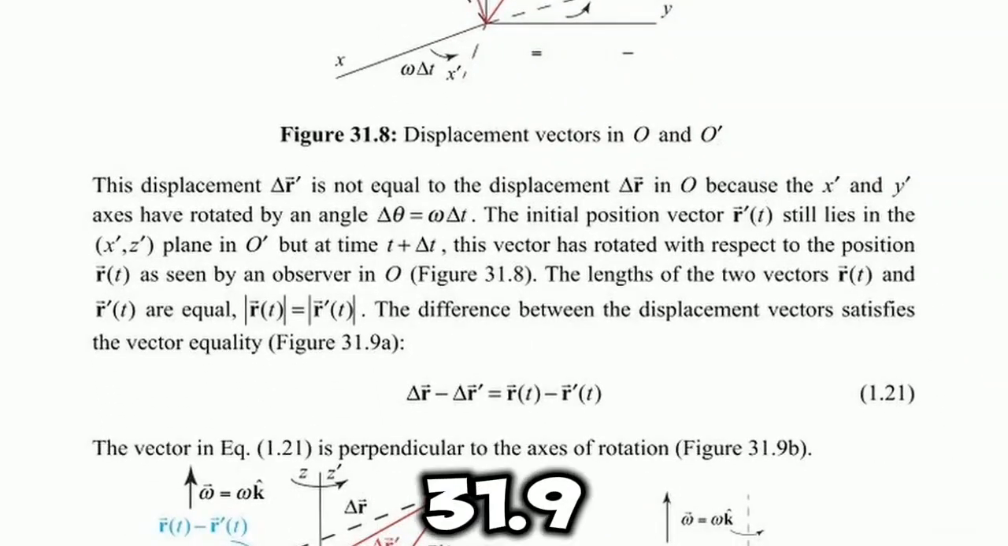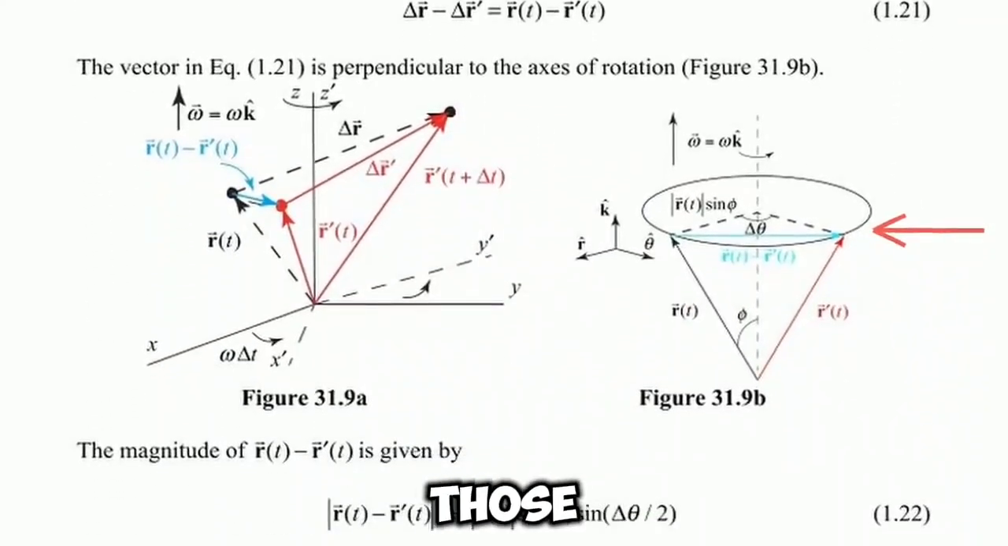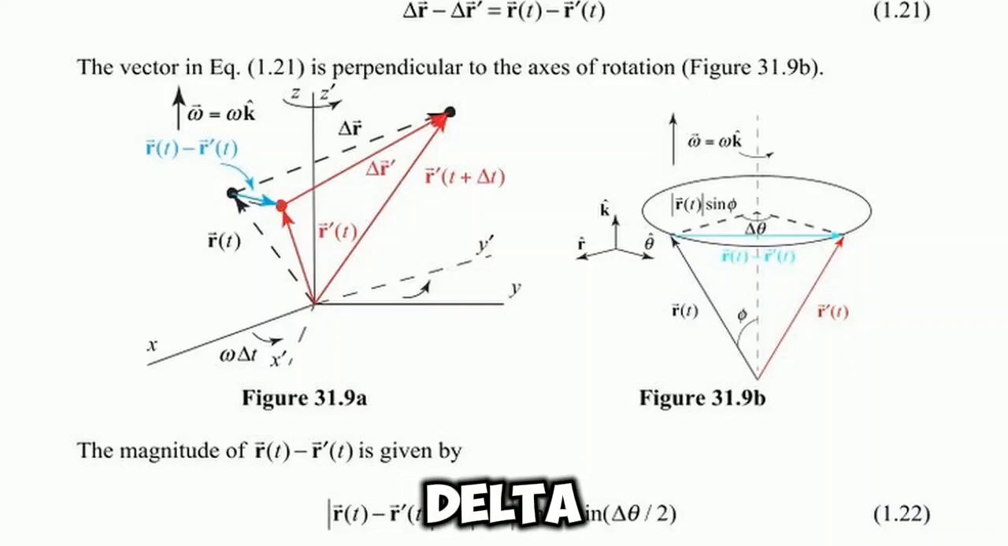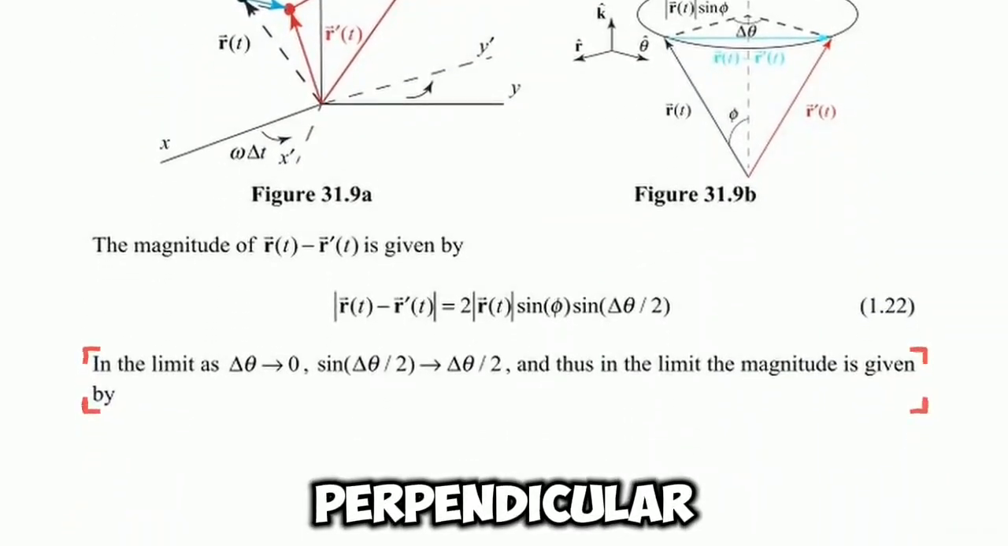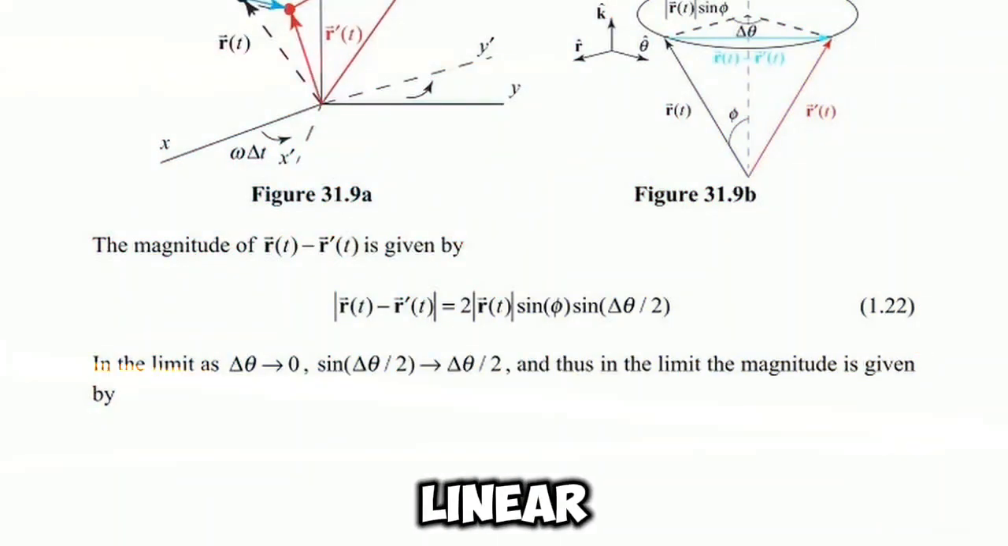Here in figure 31.9b, we isolate the geometric difference between those two displacement vectors. The magnitude of this difference vector is bounded by the arc length created by the rotation angle. Apply the calculus limit. As the time interval delta t approaches 0, this difference vector becomes perfectly perpendicular to both the axis of rotation and the position vector. In linear algebra, that perpendicular geometry is the exact definition of a cross product.